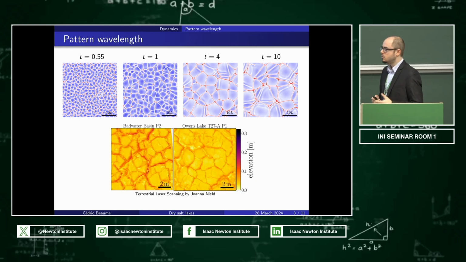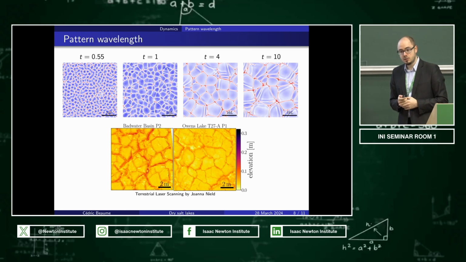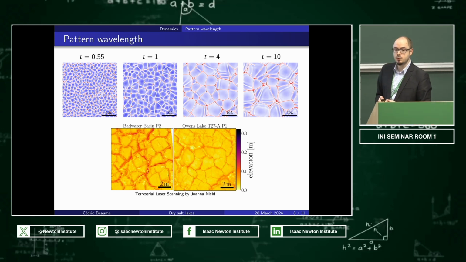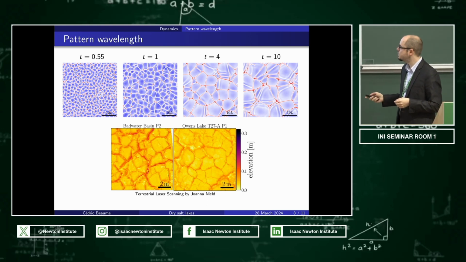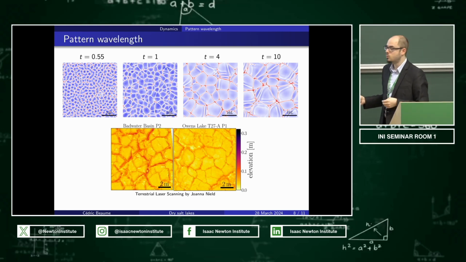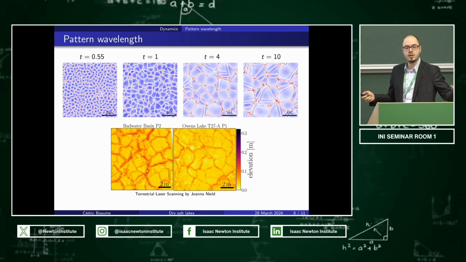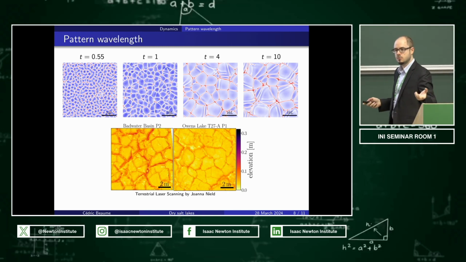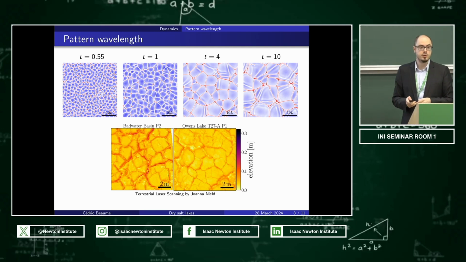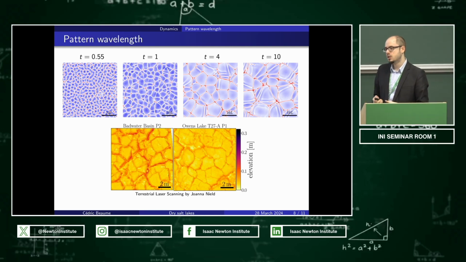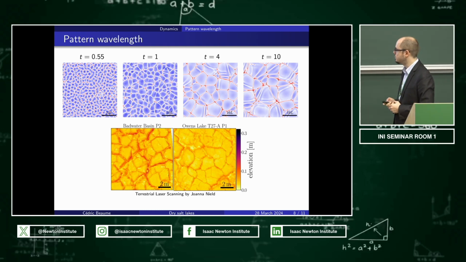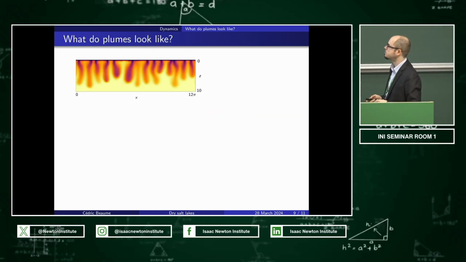We have also available some field data provided to us by Joanna Neild from the University of Southampton. So she's an expert in terrestrial laser scanning, and she's provided quite a number of these pictures to us. So this is on the left from Badwater Basin, and this is from Owen's Lake. Clearly, you can see that the pattern size, as I was claiming in the beginning, is roughly 2 meters across, okay? And this ties in very well with the numerical observations that we made, which is that 1.2 meter, roughly, is underestimating the size of the polygons. So that ties in pretty nicely.